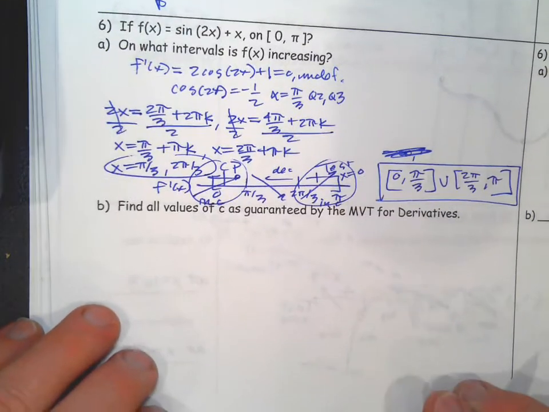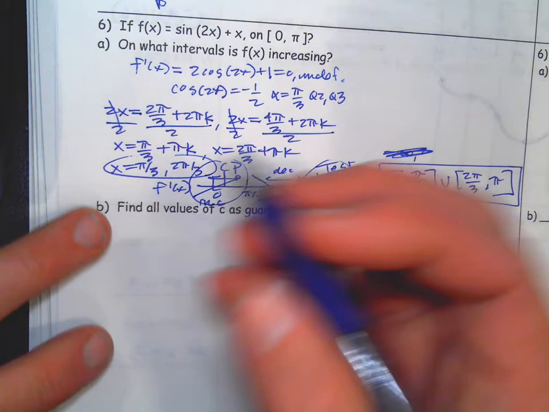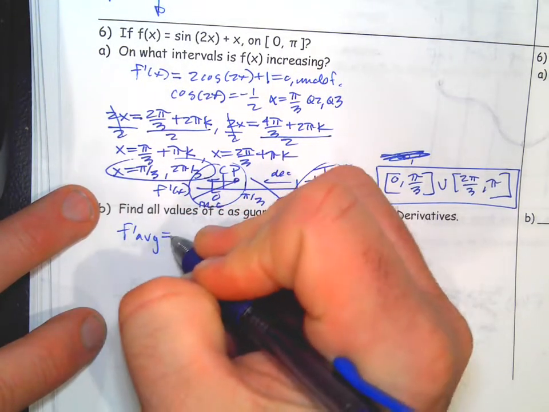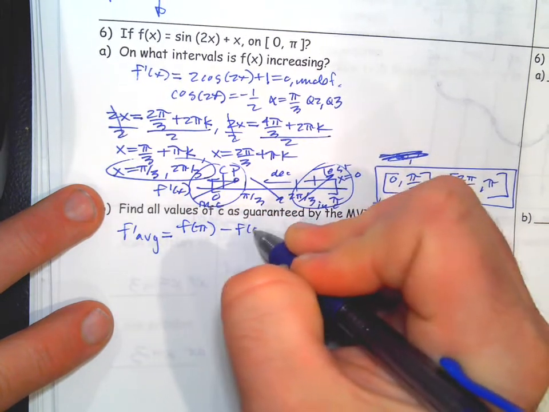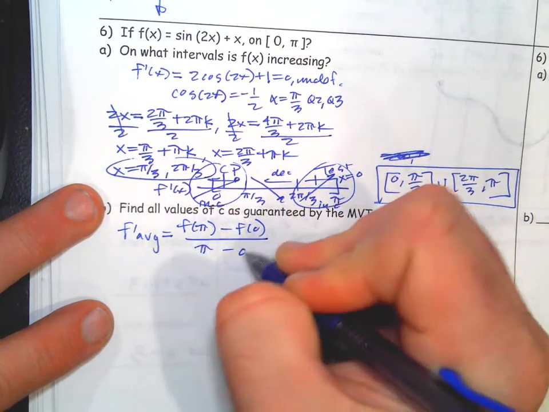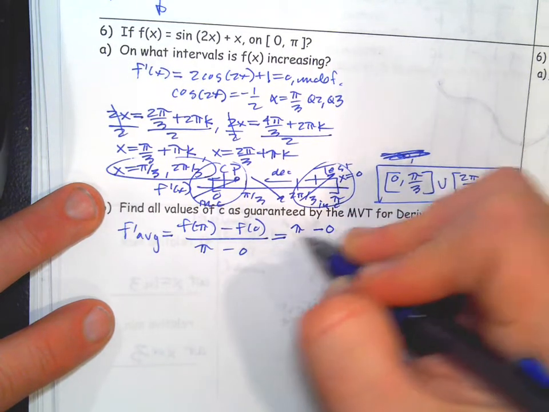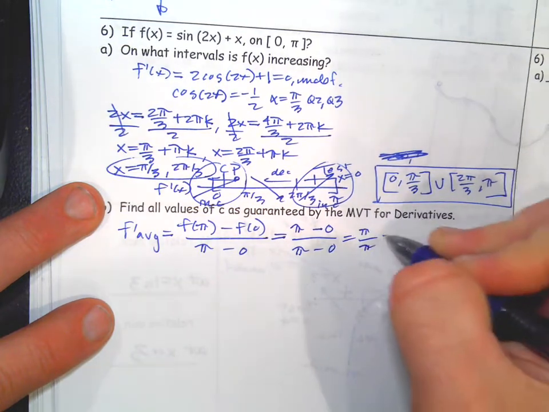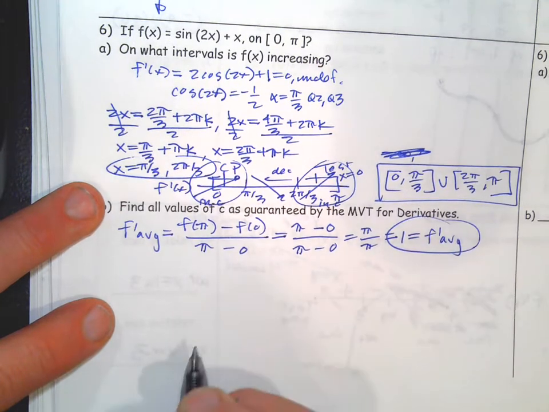Now, this is applying to the same problem. Find all the values of c guaranteed by the mean value theorem. Okay, so that's one of those new things. So we have to find the average derivative first using the mean value theorem. So we're going to have to do f of pi minus f of 0 over pi minus 0. And f of pi is going to be pi, and f of 0 is going to be 0. So we get pi over pi, which is 1. So that's f prime average.